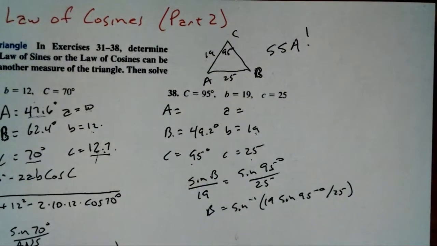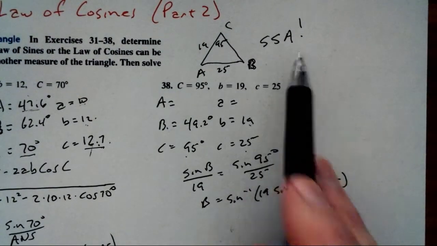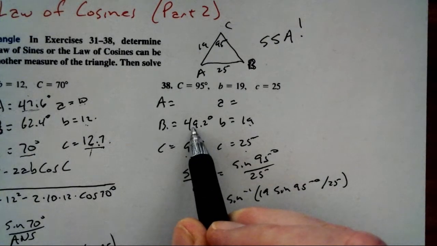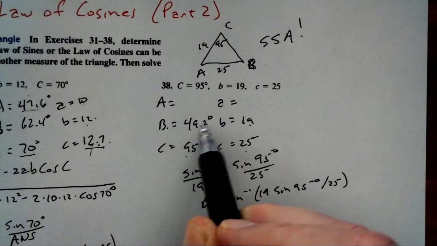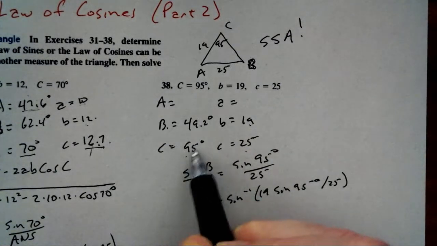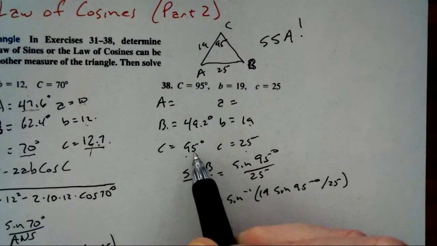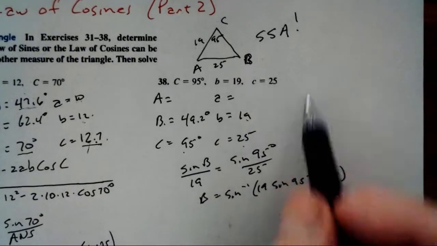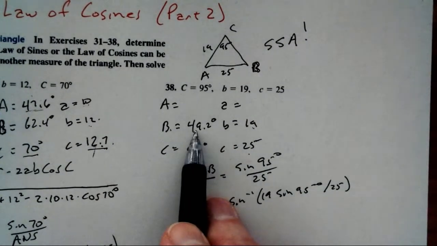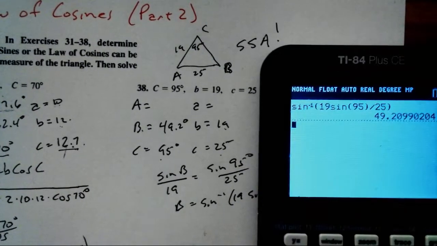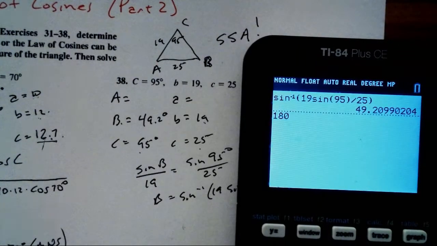Now, I want to go back and revisit this side-side-angle. Because this is side-side-angle, what we would normally do here is ask, can the supplement of this angle, which is just about 131, coexist with 95? So is 131 plus 95 less than 180? If that's the case, then we have a whole other triangle's worth of answers where angle B is actually 130.8. But in this case, we're in luck. So angle A, that's the easy part. 180 minus 49.2 minus 95 is 35.8.